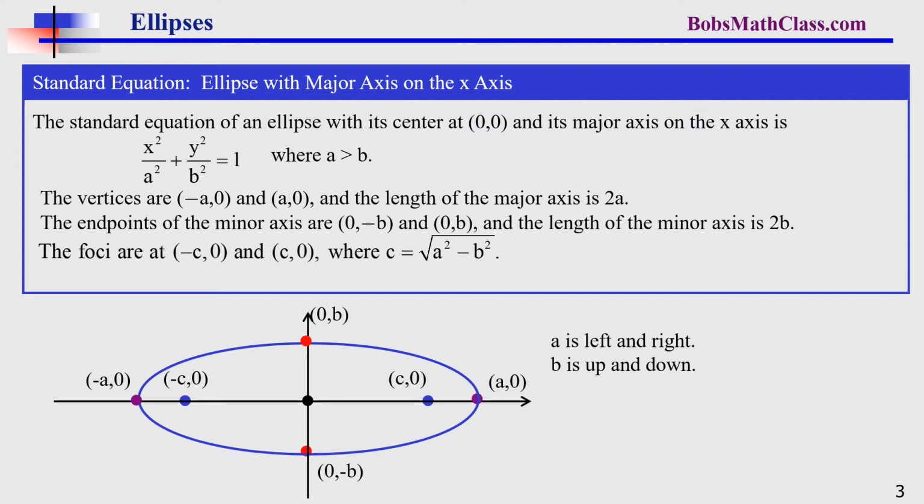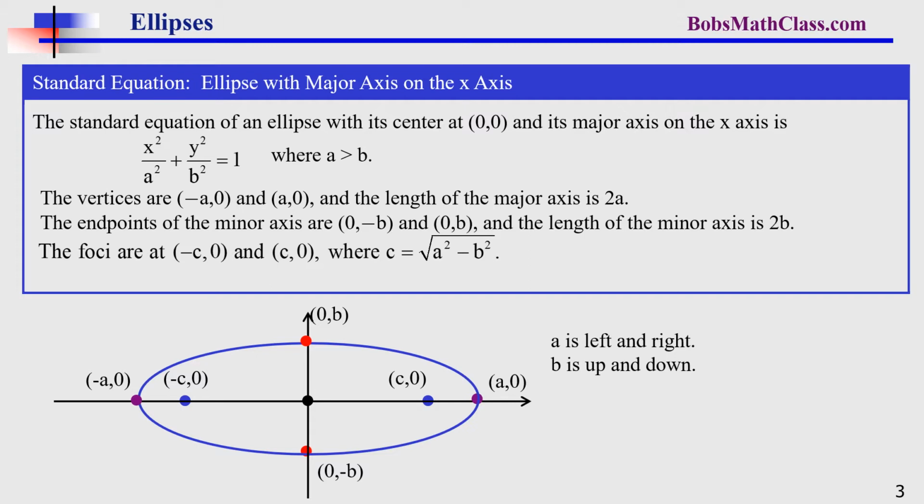Okay, the length of the major axis or the minor axis is 2 times the value of a or b. So for the major axis, it's 2a, and for the minor axis, it's 2b. Okay, the foci are at negative c, 0 and c, 0. Those are in blue. And again, they're on the major axis. And c is equal to the square root of a squared minus b squared.